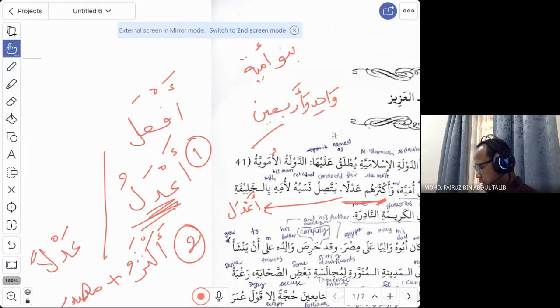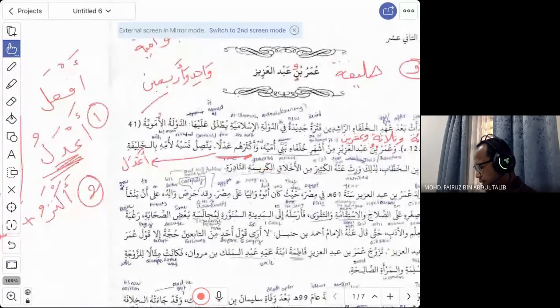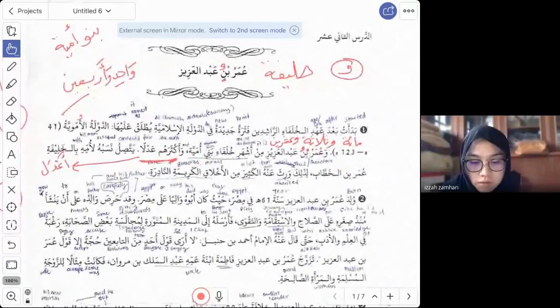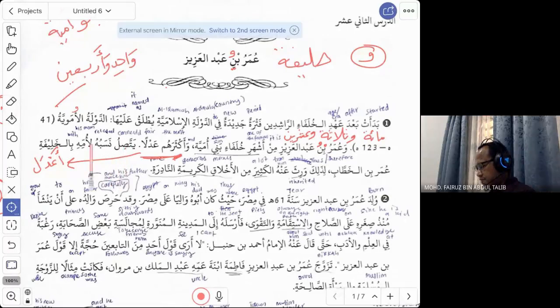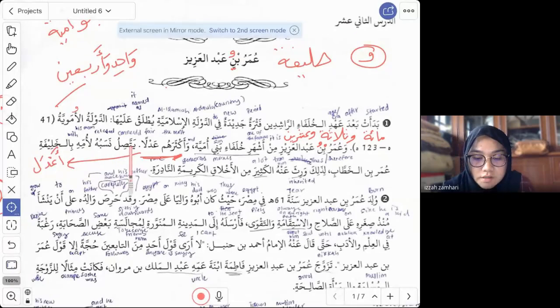Okay, continue. Yattasilu means connected. Read the sentence first, then translate. Yattasilu nasabuhu li ummihi bi khalifati Umar bin Khattab.